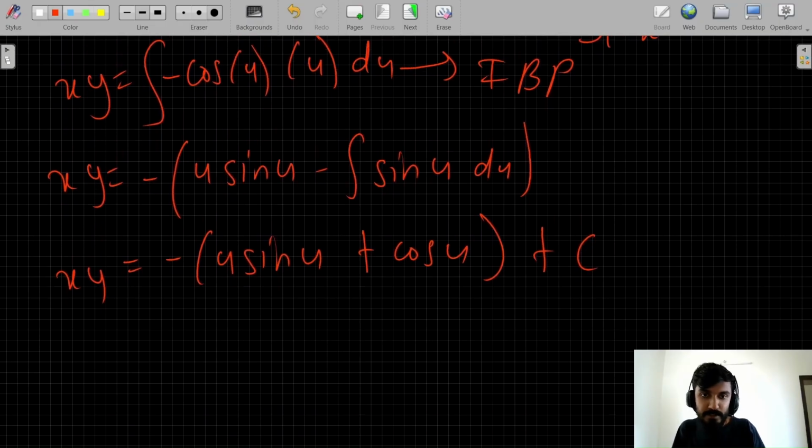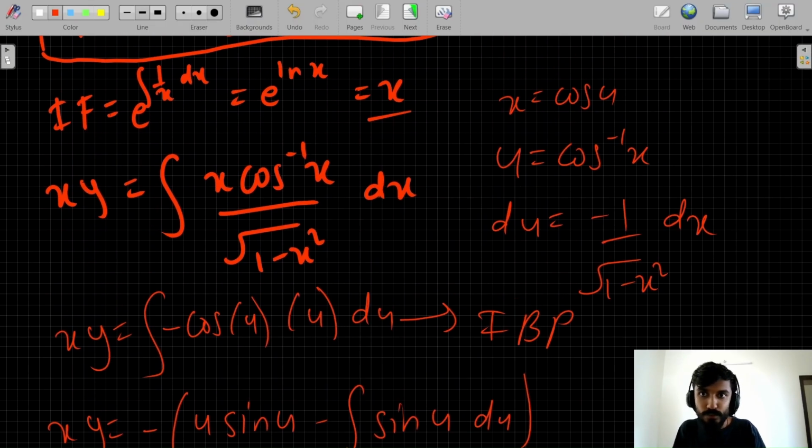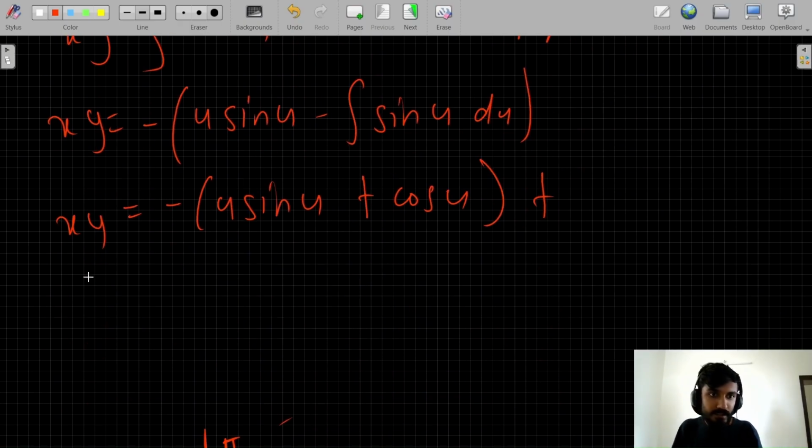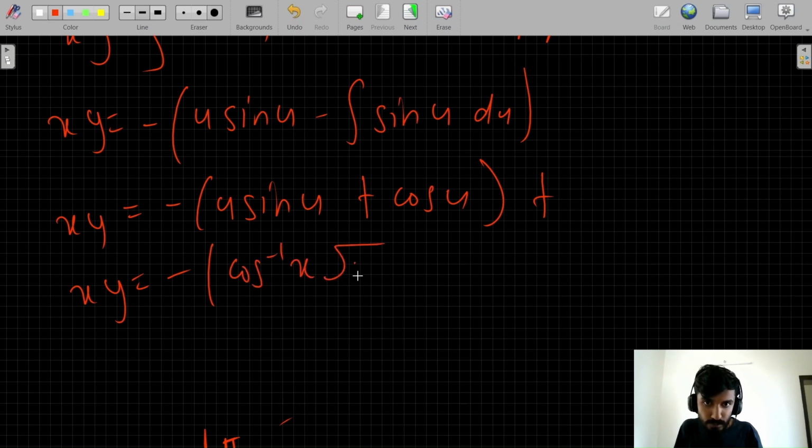Now, resubstituting back, what is sine u? When we have x equals cos u, we know that sine is root of 1 minus cos square. So, cos u is, sorry, my bad. Sine u would be root of 1 minus cos square u, 1 minus x square. Okay. So, xy equals cos inverse x root of 1 minus x square plus x plus c.